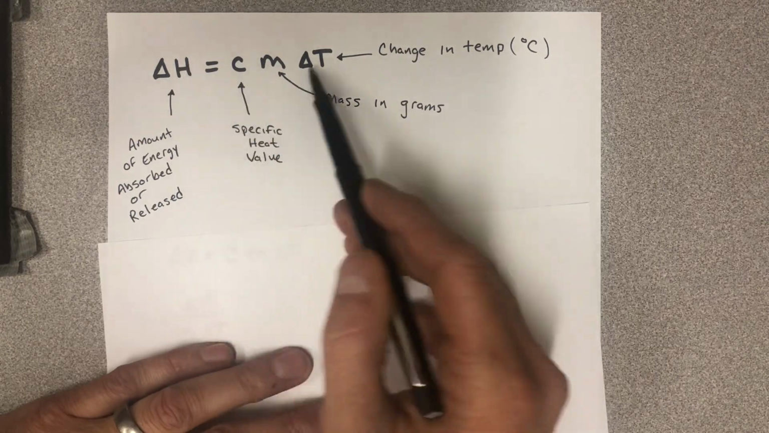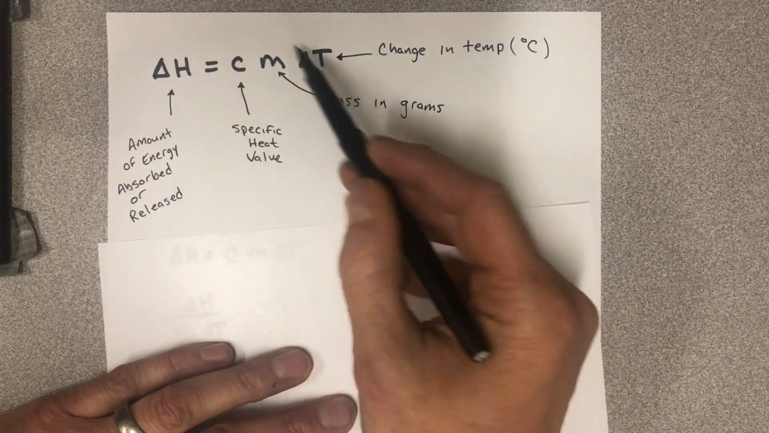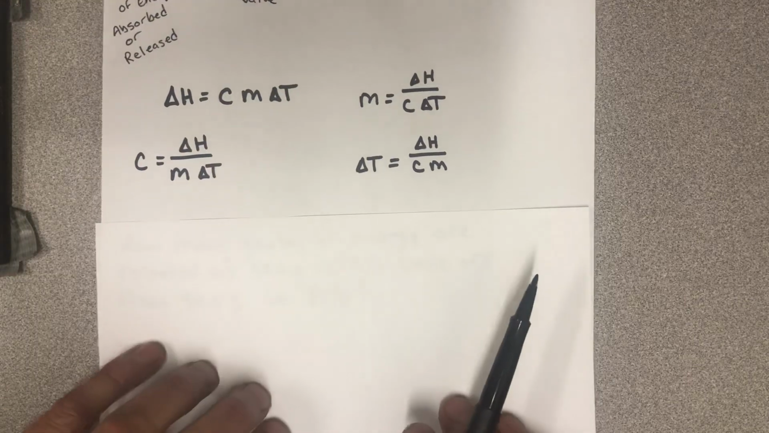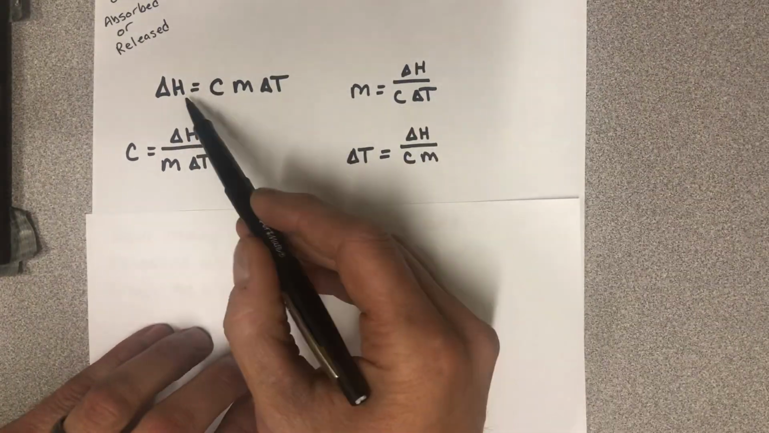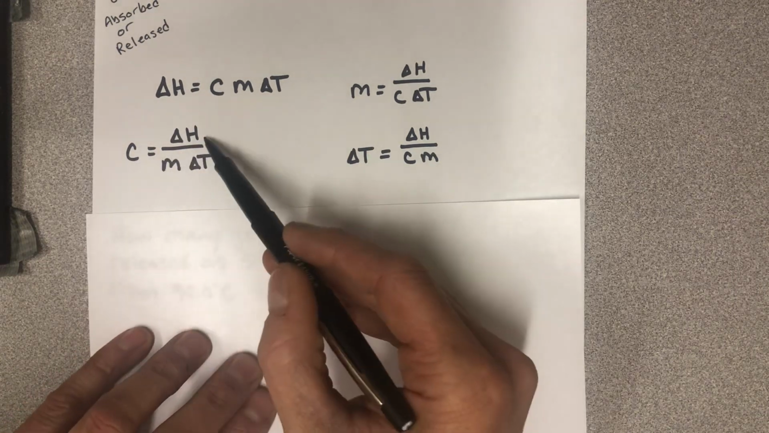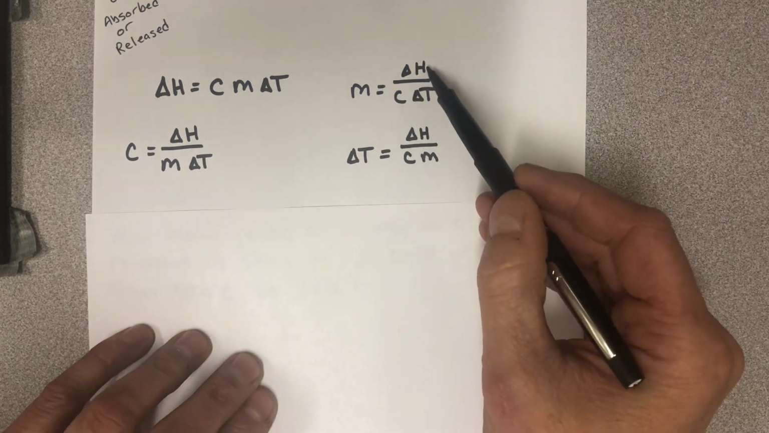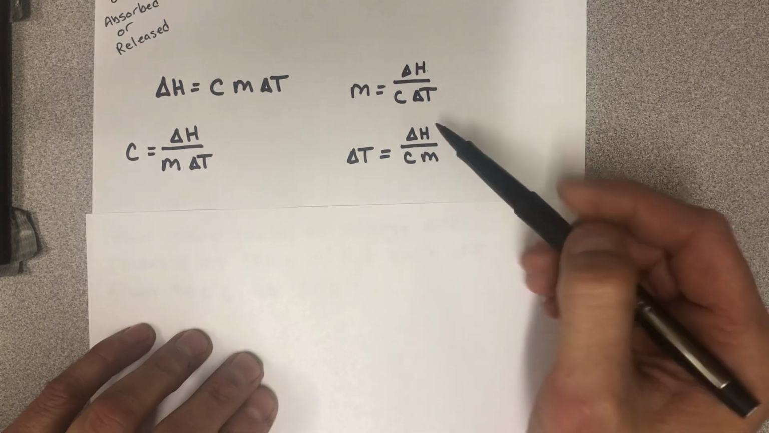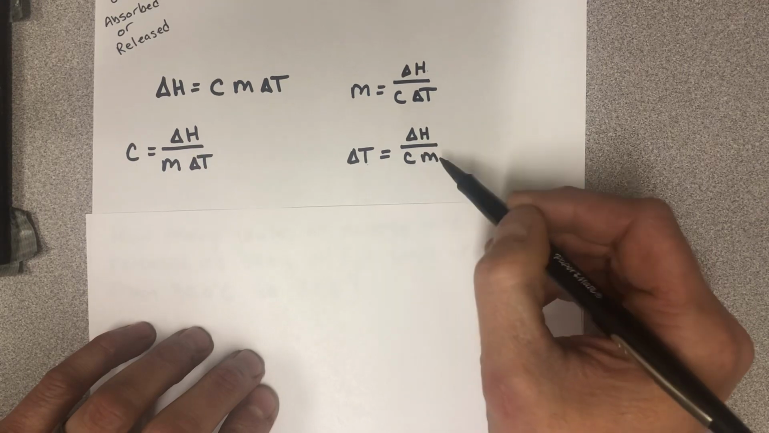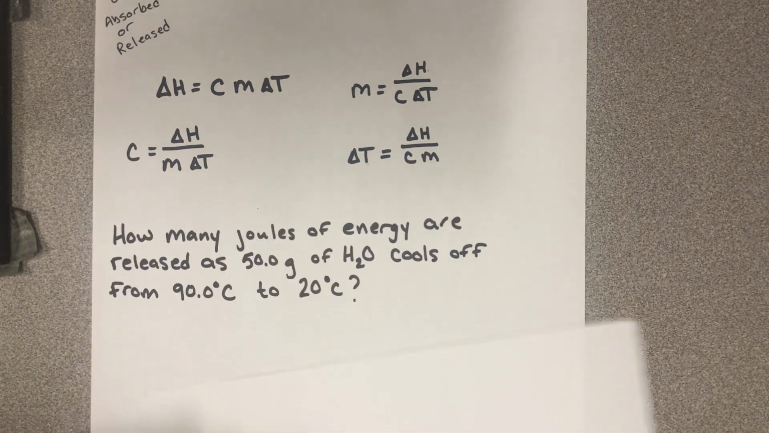And so these are 4 variables in an equation, and like a bunch of other stuff we've done, as long as you have 3 out of the 4 variables, you can solve for the 4th, and here's what those other derived equations look like. So this one is the one that we just looked at. But if you wanted to isolate the other variables, c is ΔH over m times ΔT. Mass could be solved for by dividing ΔH over c times ΔT. And ΔT can be solved for by dividing ΔH by c times m. All right? So let's go ahead and do a couple of practice problems here and get you good at this.